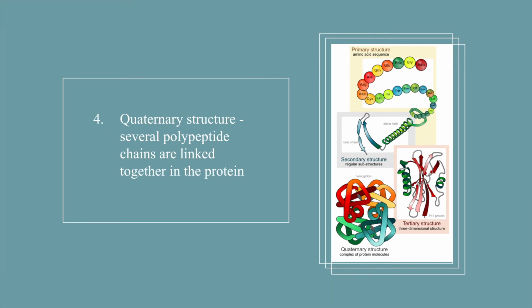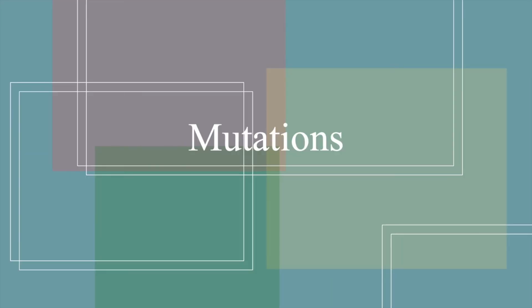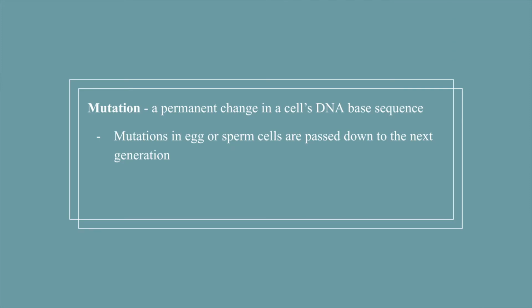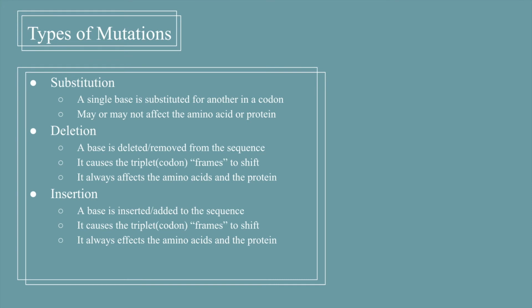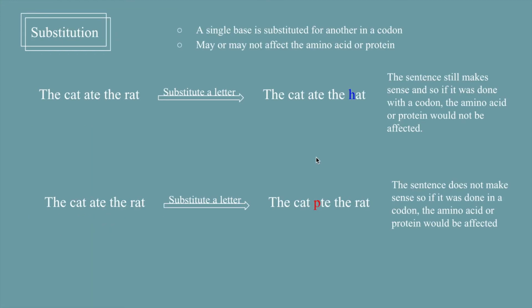Now that we learned what DNA is, what are mutations? A mutation is a permanent change in a cell's DNA base sequence. If the mutation occurs in the egg or sperm cell, it is passed down to the next generation. There are three types of mutations: substitution, deletion, and insertion. Substitution mutation is when a single base is substituted for another in a codon. It may or may not affect the amino acid or protein.